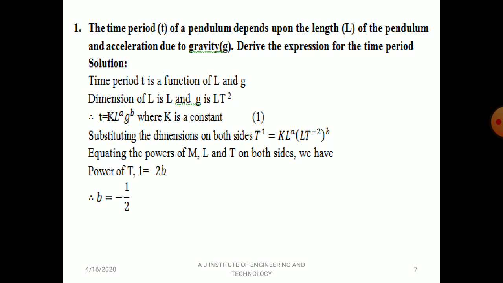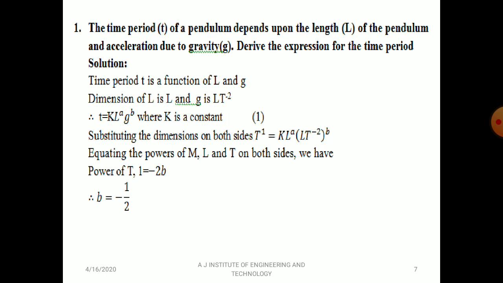Then substituting the dimensions on both sides. Okay, I forgot to tell about the dimension of time period. Time period is actually time only. The SI unit for time is second, so the dimension for time period becomes T. So substituting the dimensions on both sides, that is T to the power 1 equal to k, which is a constant and has no unit, so keep it as it is, k into L to the power a into L T to the power minus 2, all to the power b. Here L T to the power minus 2 is the dimension for g.